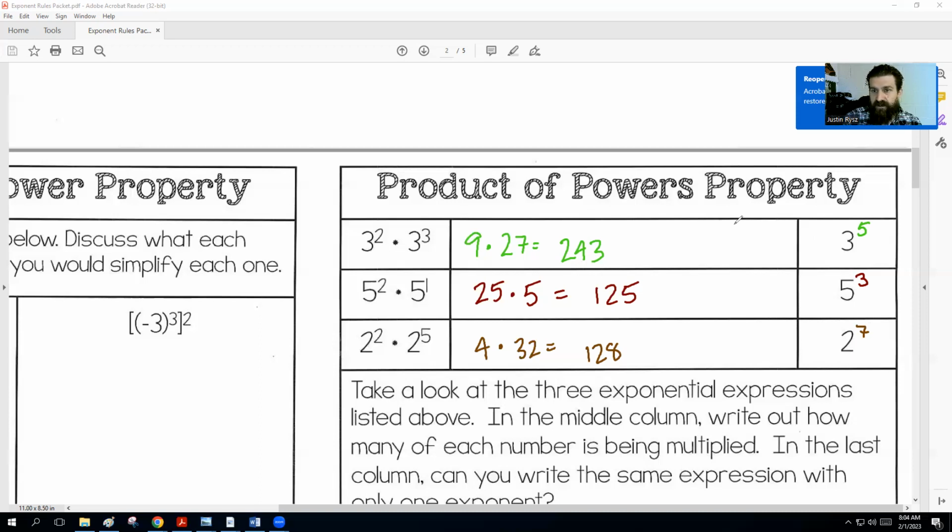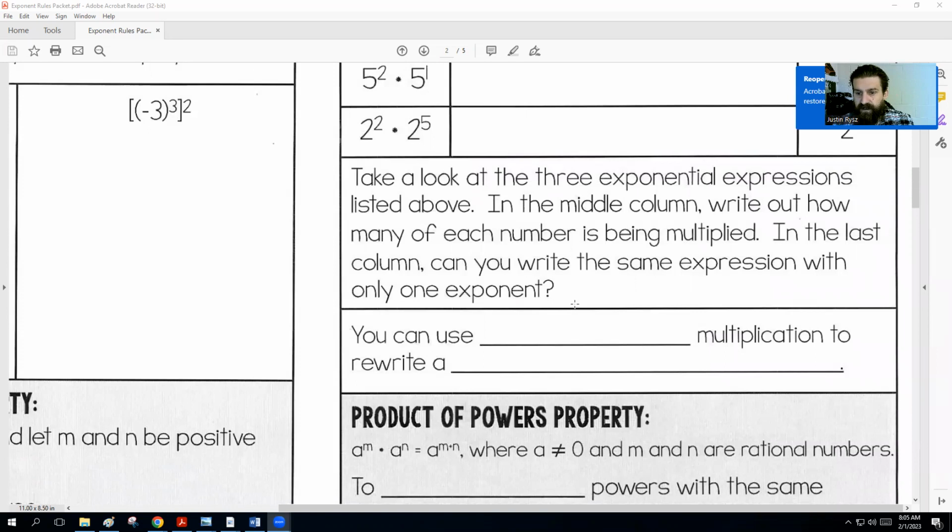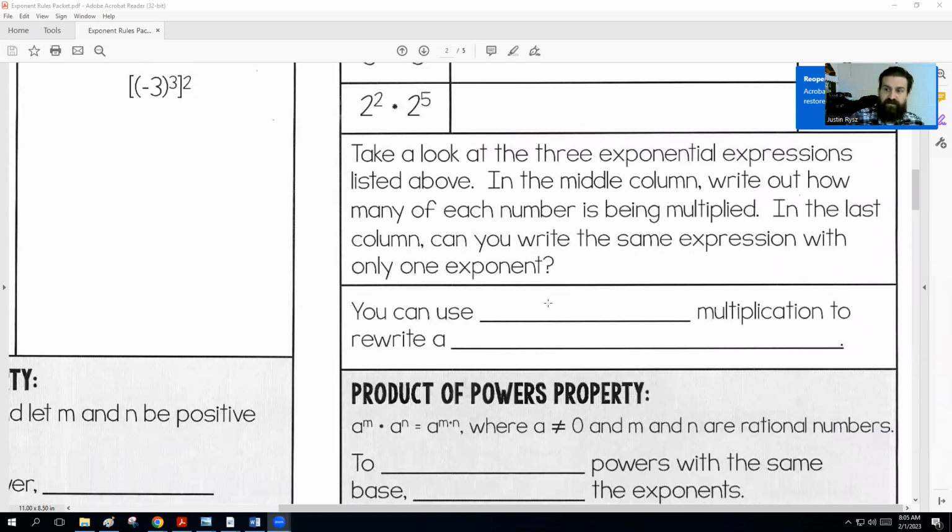What we could have done too is just said 3 squared is 3 times 3, and 3 cubed is 3 times 3 times 3. If we multiply those all out, we would have 5 threes. Same thing over here, 5 squared is 5 times 5, and if we times it by 5 to the first, we would have 5. Or 2 squared, 2 times 2, and 2 to the 5th is 2 times 2 times 2 times 2 times 2. That's 2 to the 7th. So if we're taking the product of powers, or multiplying, we can basically use the property of expansion.